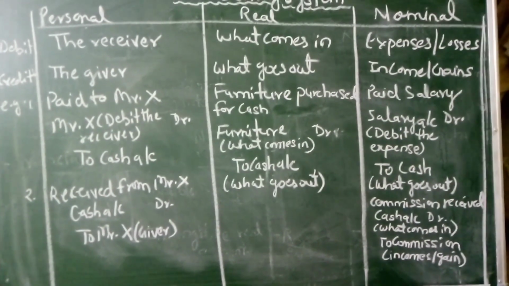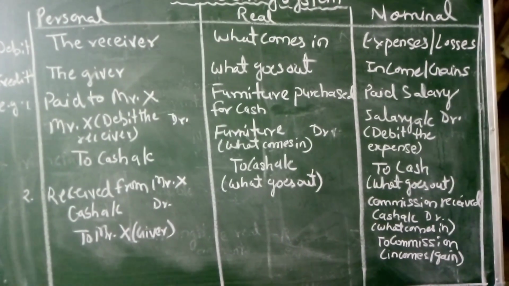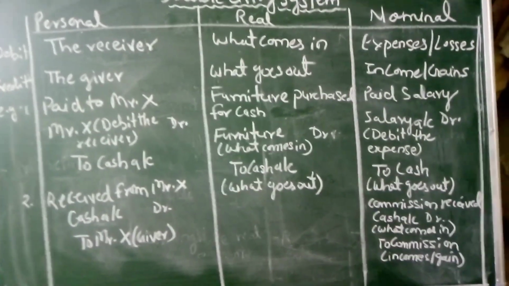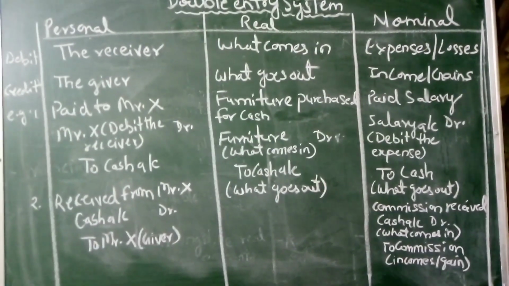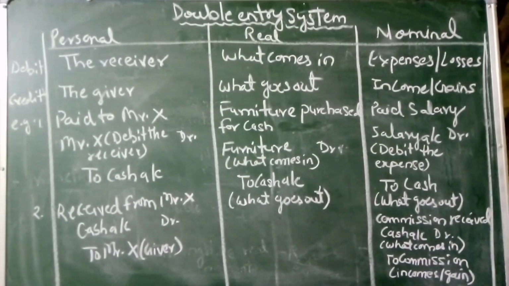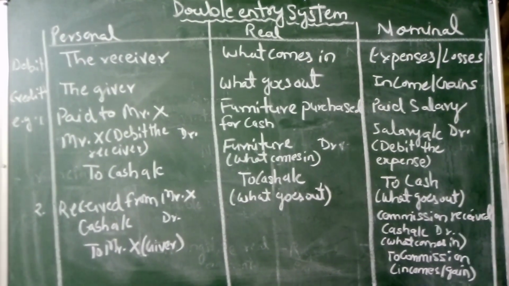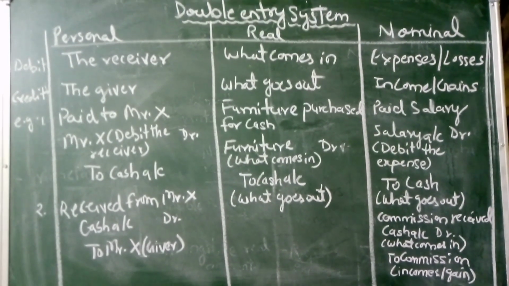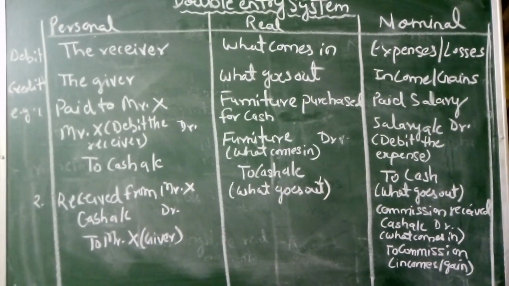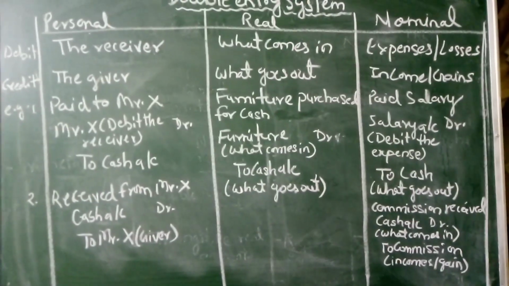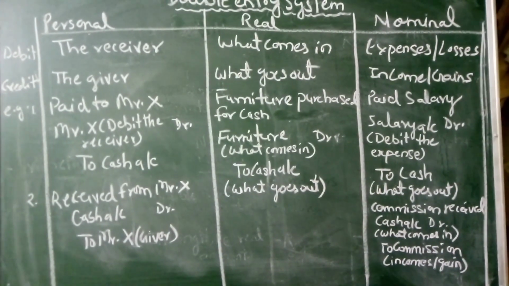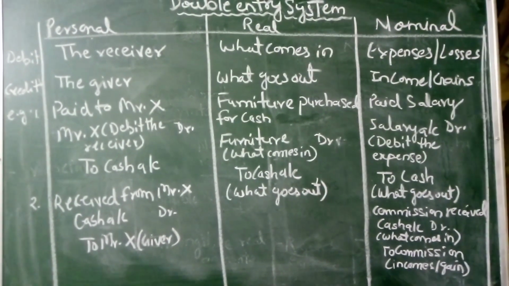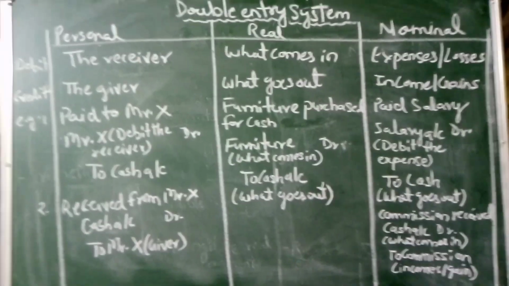Another example, commission received. Here commission is an income, right? Therefore, cash account debited because cash is coming in the form of commission. As I say, if nothing is mentioned clearly, it is assumed that cash is received. Cash is received in the form of commission. So cash account debit to commission account. Cash because what comes in is debited and commission is credited, the reason being it represents incomes.